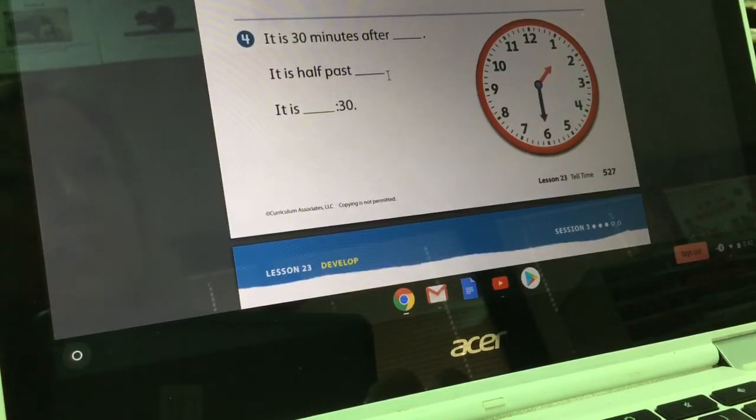It is half past. Taking a look again at our hour hand, we see that it is halfway between the 1 and the 2, so it's half past 1. Didn't get to the 2 yet. Half past 1. Please write 1 on the line. It is 30. What time is it, friends? 1:30. Can't be 2:30. It did not get to 2 yet. It is 1:30. Please write a 1 on the line.